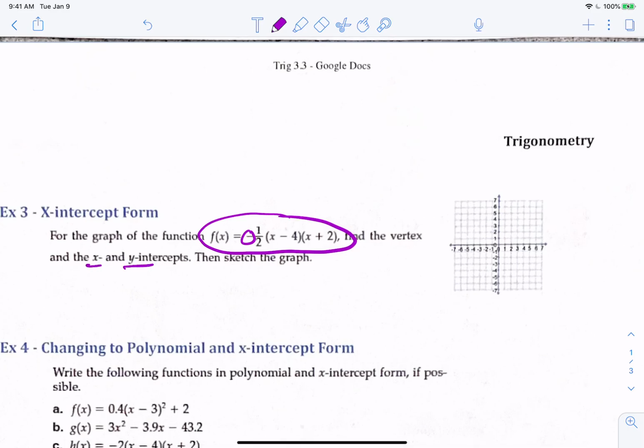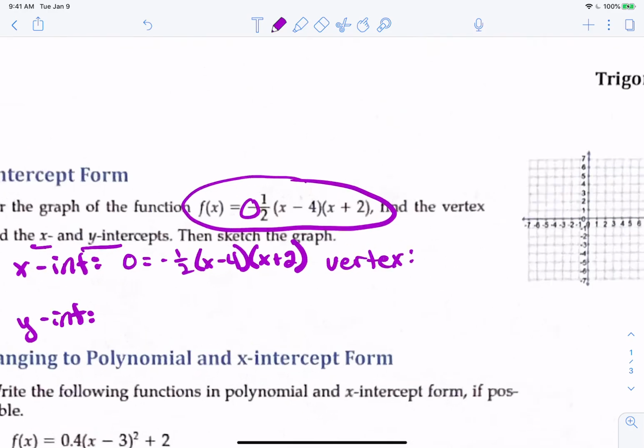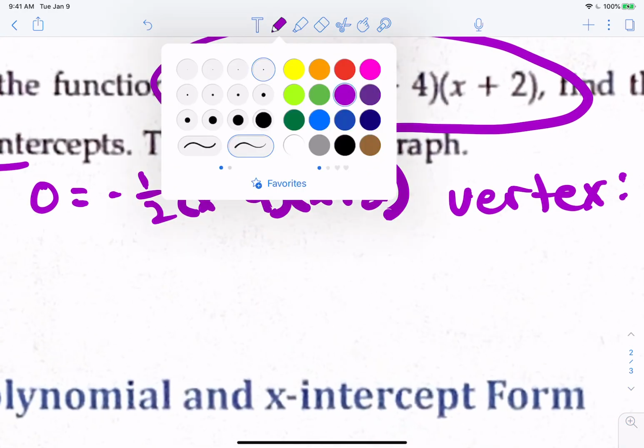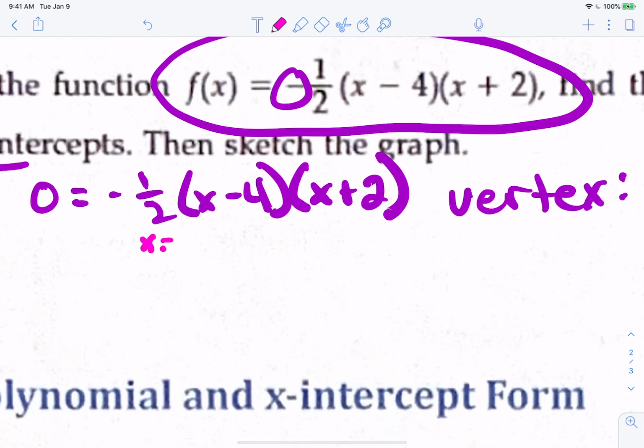Let's find the x and y intercept first, and then we're going to find the vertex. Those are the three things that we have to find. For the x-intercept, I plug 0 in for y. So I have 0 equals negative 1/2 times x minus 4 times x plus 2. The negative 1/2 doesn't do anything. I just set those two pieces equal to 0. So my x-intercepts are going to be positive 4 and negative 2.